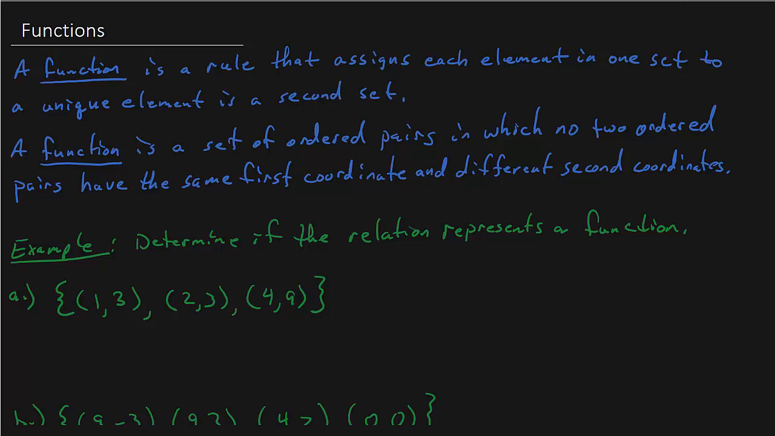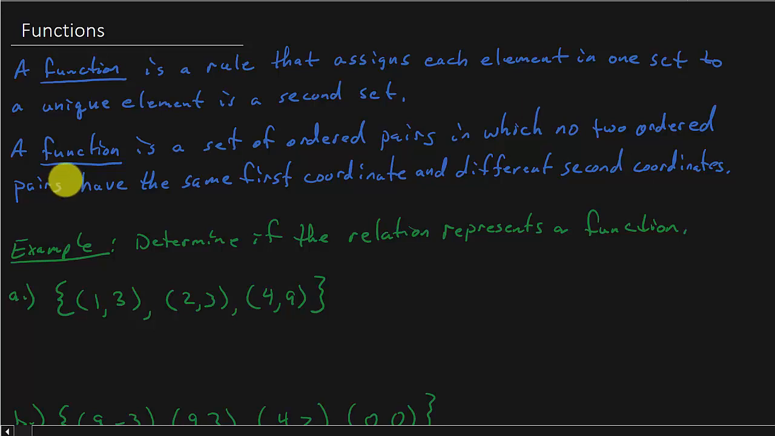So it says a function is a rule that assigns each element in one set to a unique element in a second set. And then we have a function as a set of ordered pairs. It says a function is a set of ordered pairs in which no two ordered pairs have the same first coordinate and different second coordinates. I'll explain these definitions more while we're working the examples, and I think they'll make more sense like that.